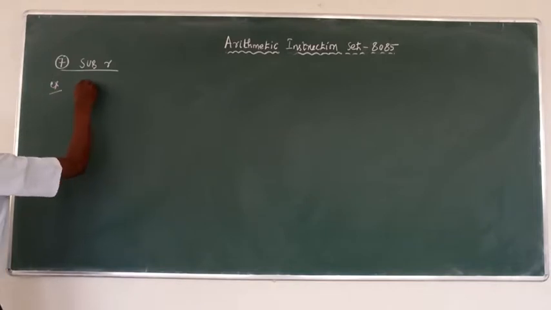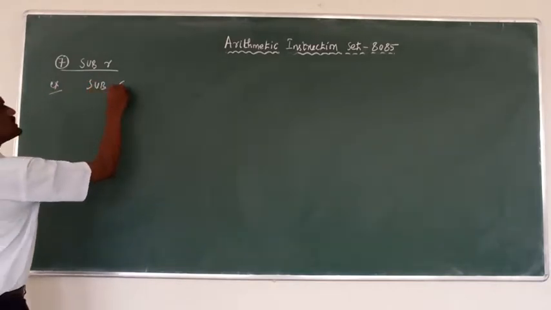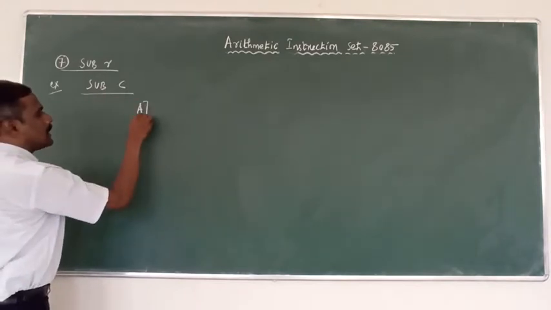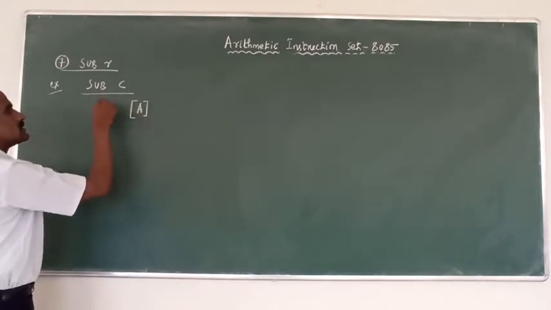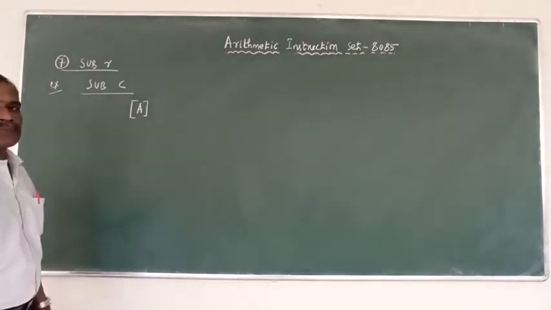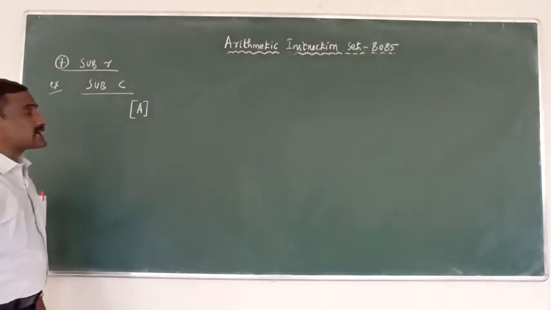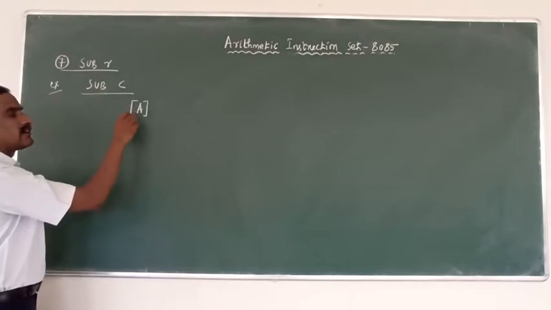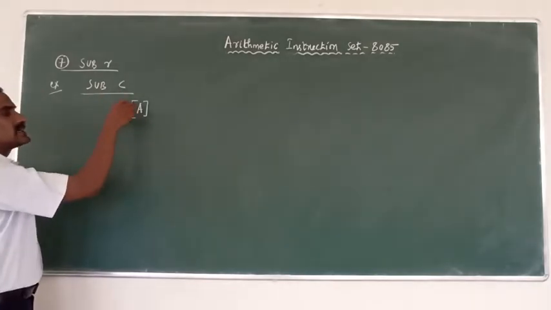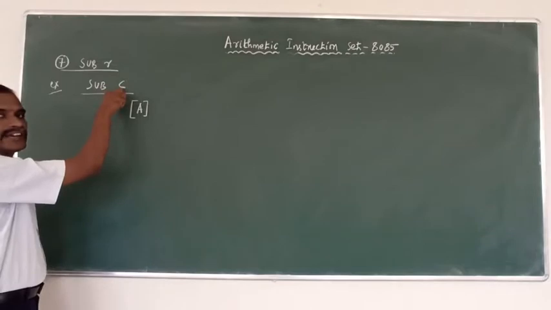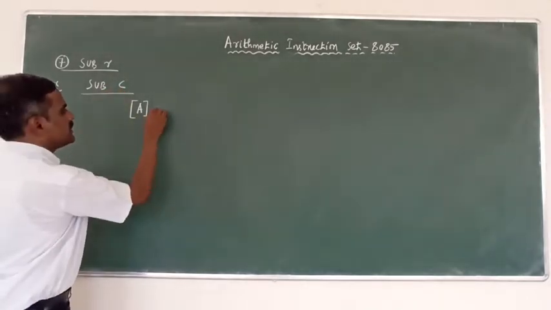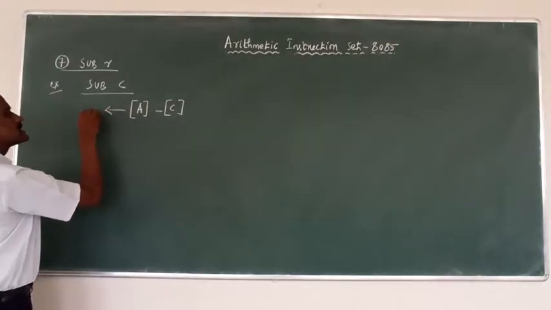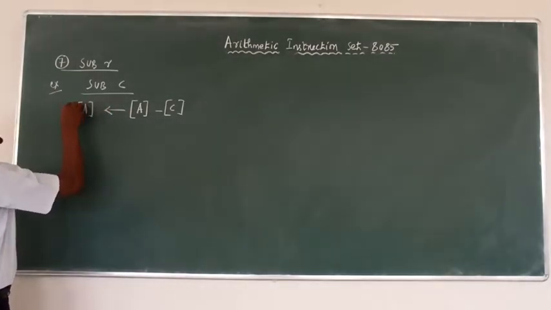Example, SUB C. SUB C means subtract the accumulator. SUB is always to subtract the accumulator content with the given register content. Data 1 is always the accumulator. The second data will be the given register: A minus C, and the result is always stored in the A register.